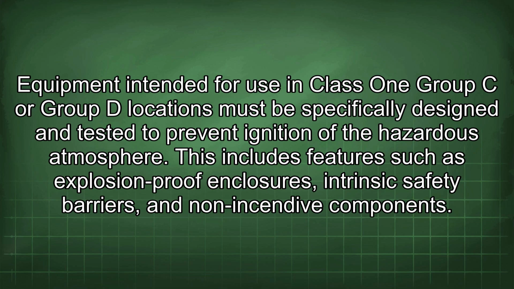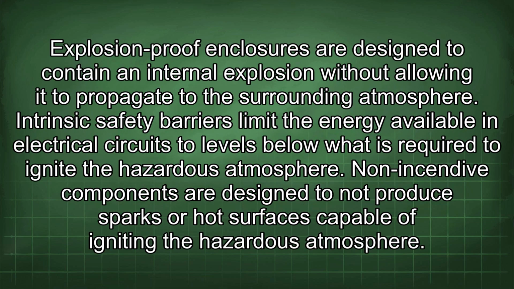Equipment intended for use in Class 1 Group C or Group D locations must be specifically designed and tested to prevent ignition of the hazardous atmosphere. This includes features such as explosion-proof enclosures, intrinsic safety barriers, and non-incendive components. Explosion-proof enclosures are designed to contain an internal explosion without allowing it to propagate to the surrounding atmosphere. Intrinsic safety barriers limit the energy available in electrical circuits to levels below what is required to ignite the hazardous atmosphere. Non-incendive components are designed to not produce sparks or hot surfaces capable of igniting the hazardous atmosphere.